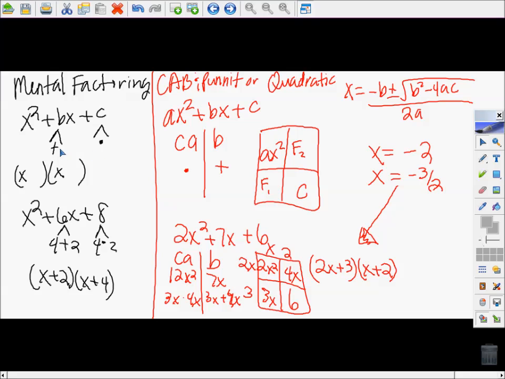What that means is that your leading coefficient is a 1. So all you focus on is c and b. What factors multiply to give you c, but also add to give you your b? Once you find those factors, you plug them into the binomial. For example, if I had x squared plus 6x plus 8, I'm going to look at 8 and say what factors multiply to give me 8, but also add to give me 6. In this case, it would be 4 and 2.